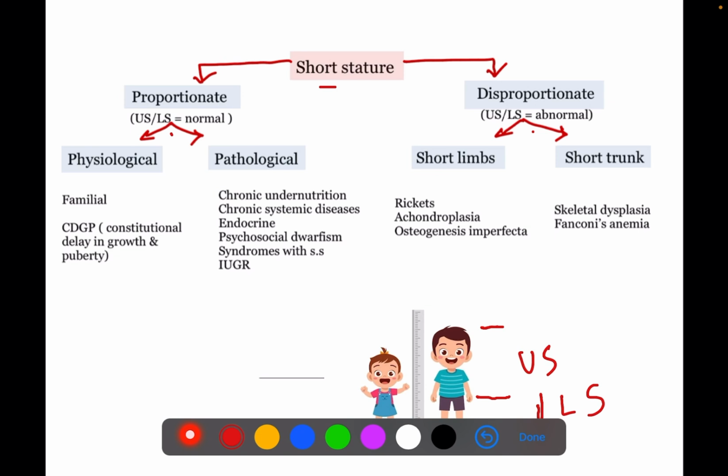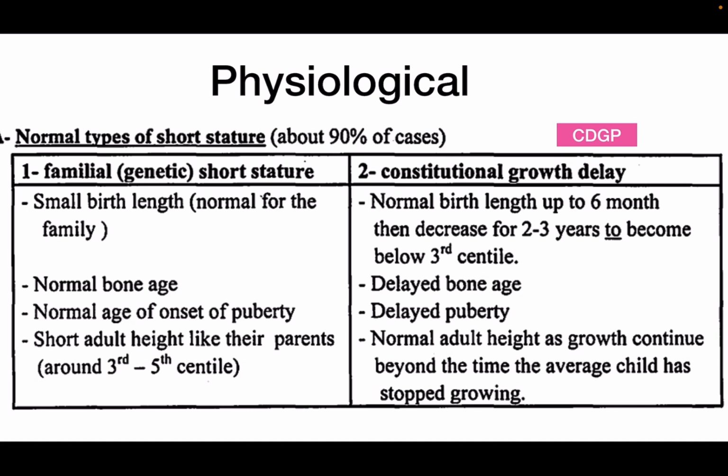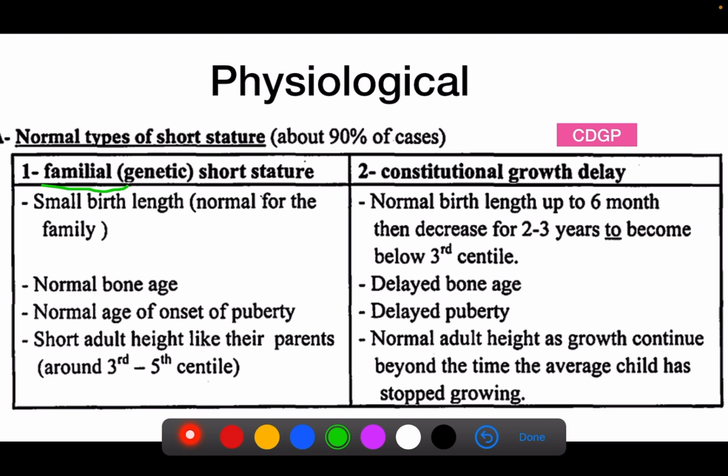When it is proportionate, we have to see is it physiological or pathological. Physiological, there are two possibilities, familial or constitutional delay in growth and puberty. Now we will see what is familial short stature and constitutional delay in growth and puberty. In familial short stature, the entire family is short. The family is as such short genetically.